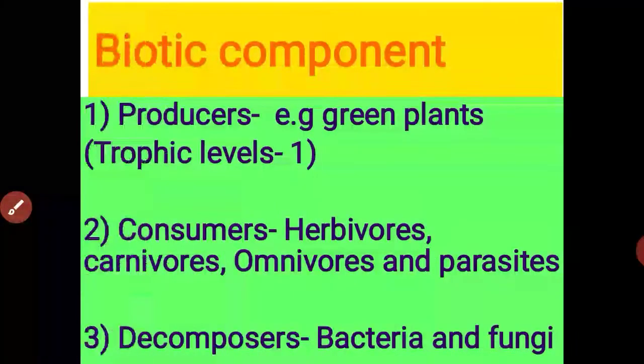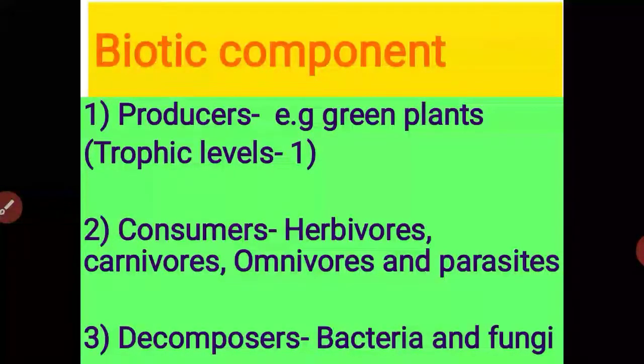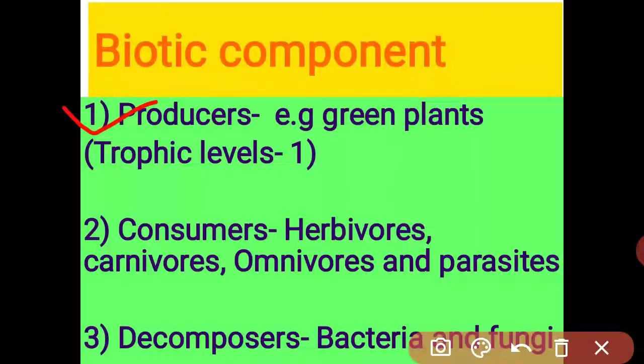The biotic component is further divided into three types. First is the producer. All green plants produce food by the process of photosynthesis. So all green plants are called producers, and the producer is the main biotic component in our ecosystem. The producer is in the first trophic level.